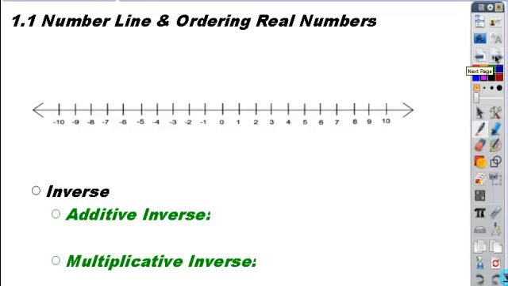Okay, if we continue with real numbers. So the real numbers are simply the numbers that exist on a number line. So all of the subsets and classifications that we talked about have a location somewhere on a number line. They can be plotted or placed there. A couple things regarding a number line that you should be familiar with.